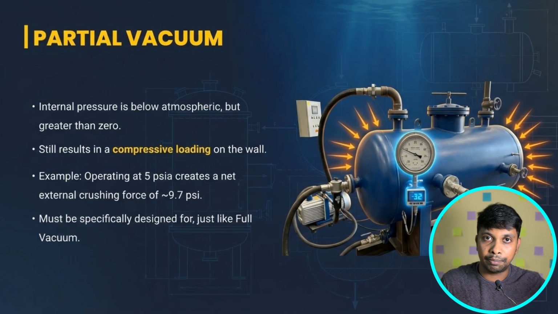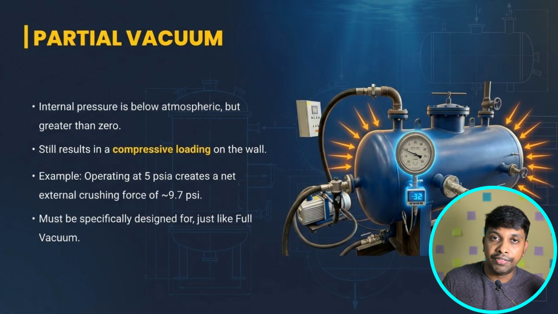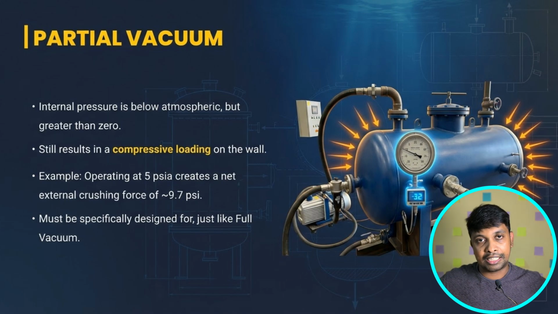A vessel can experience partial vacuum. Partial vacuum means there is some pressure inside, but it is not equal to atmospheric pressure. It will be a negative pressure, but not equal to atmospheric pressure. For example, if the vessel is operating at 5 psi inside, there will be issues because the external pressure acts and crushes the vessel.